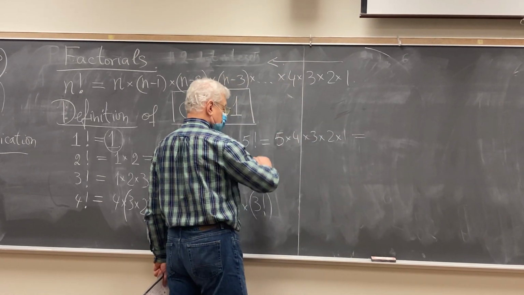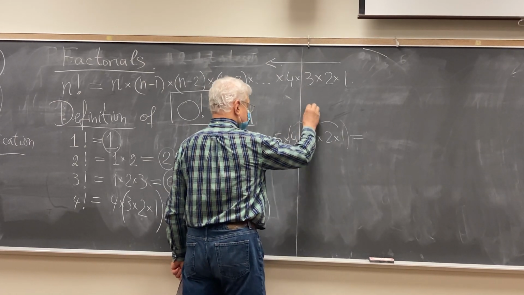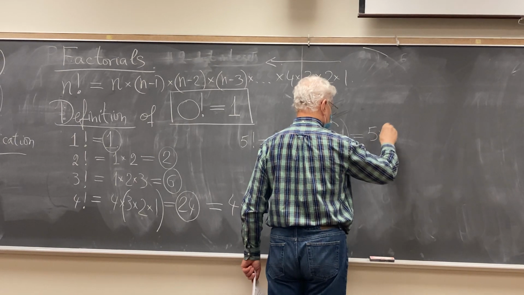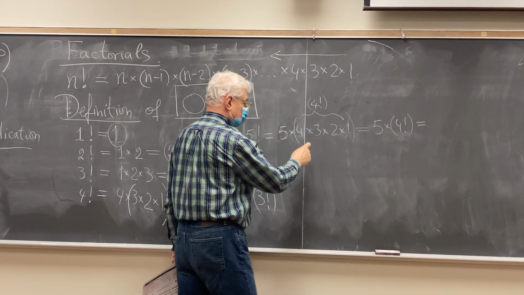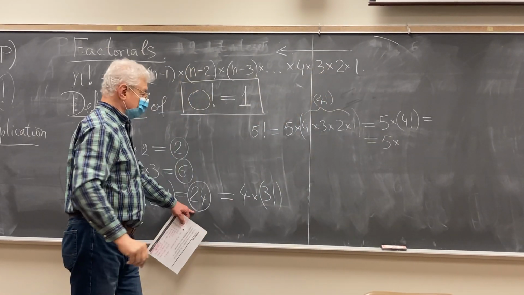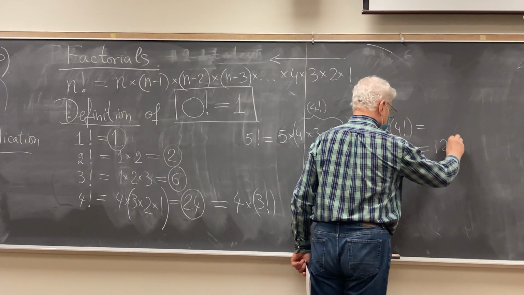I will write the answer a little bit later, but if I put parentheses here, that number is 4 factorial. So therefore the answer is 5 times 4 factorial. So what you have to do is multiply 5 by the previous number, by 24. And the answer is 120.